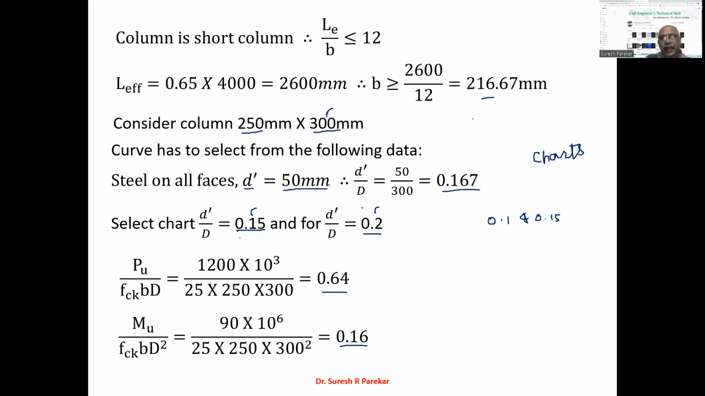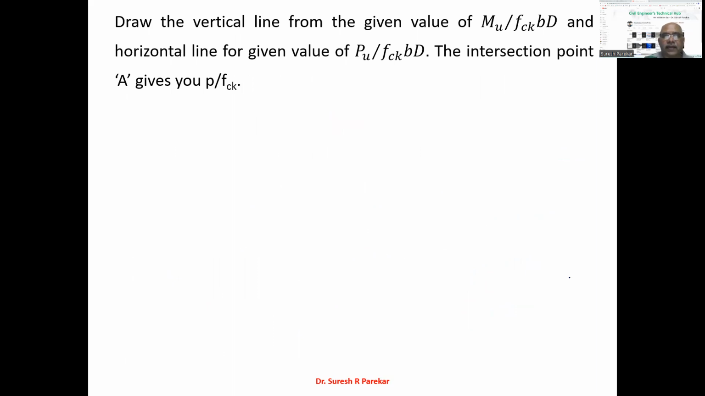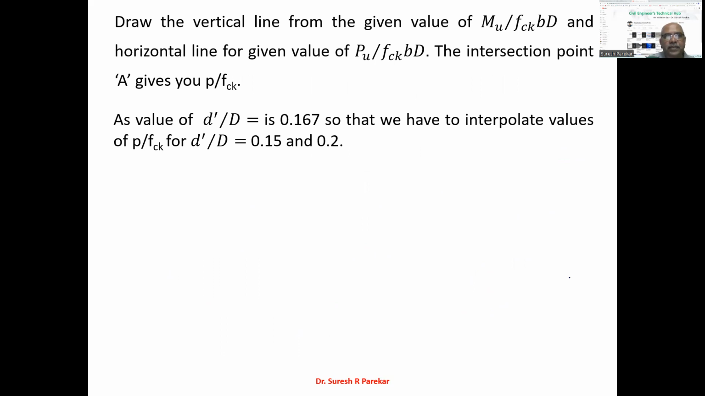Now we have to find the value of p by fck for 0.15 and p by fck for 0.2, and then interpolate these values for 0.167. Draw a vertical line from the given value of Mu upon fck bD squared and a horizontal line from Pu upon fck bD squared, and the intersection point gives us p by fck. So we have to interpolate these values, as I already mentioned.